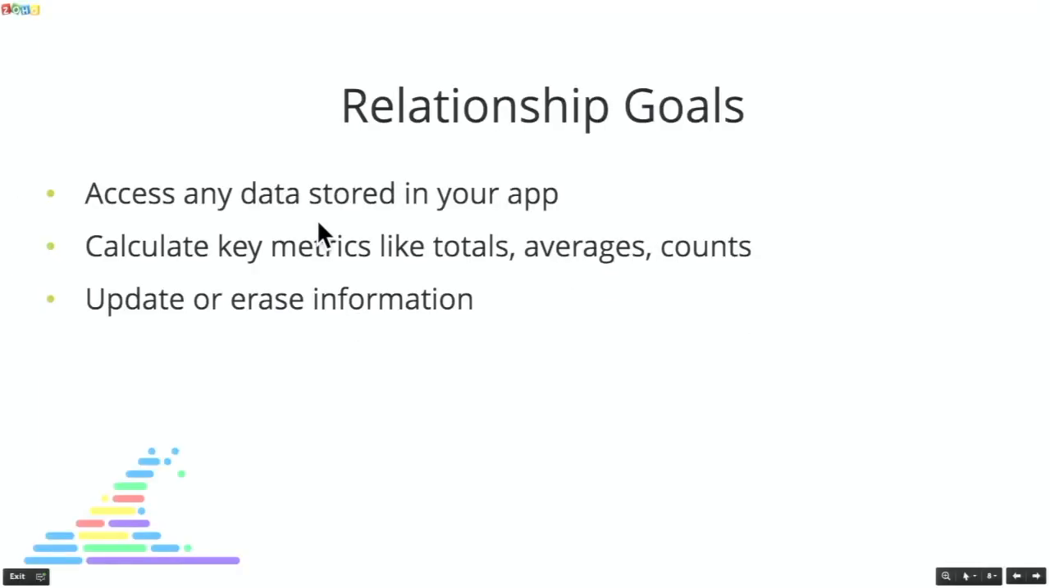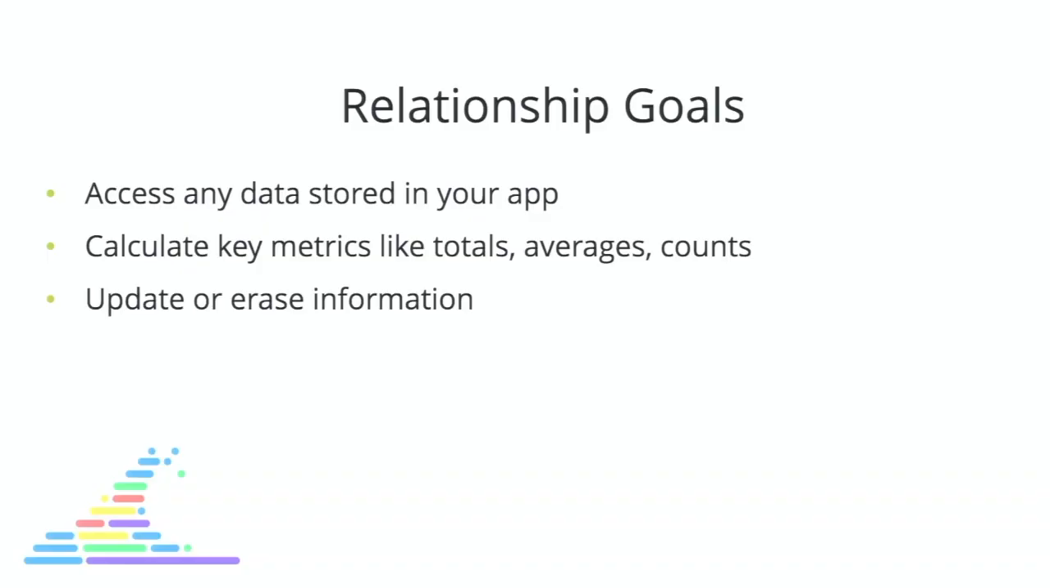These are the relationship goals. What we're going to be able to do by the end of this, hopefully, is you'll learn how to access any piece of information stored anywhere in your Creator apps. You'll learn how to calculate key metrics. So maybe you want your average revenue or your total revenue or the count of all your records in a particular form. You'll be able to do that in Deluge. And you'll be able to update and erase information from your application using script.